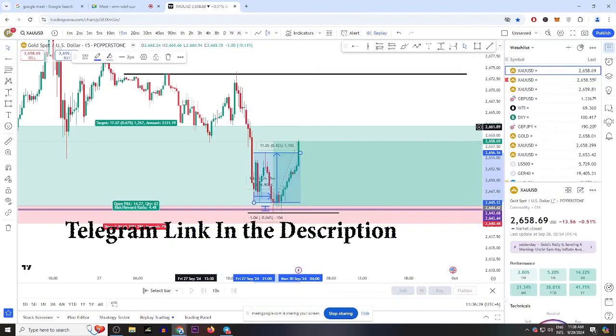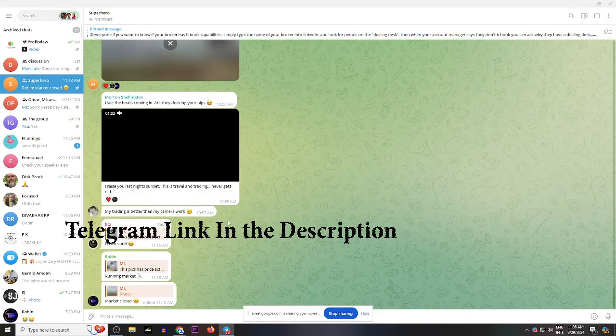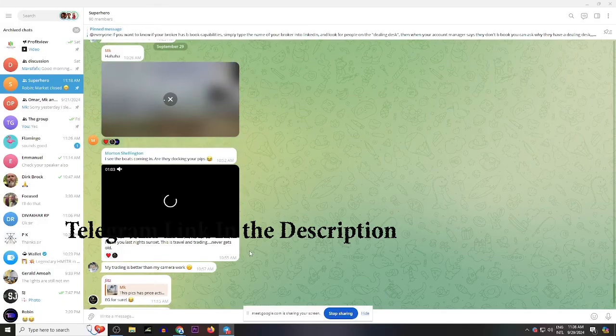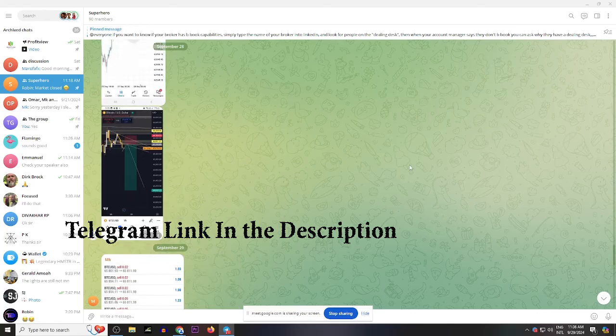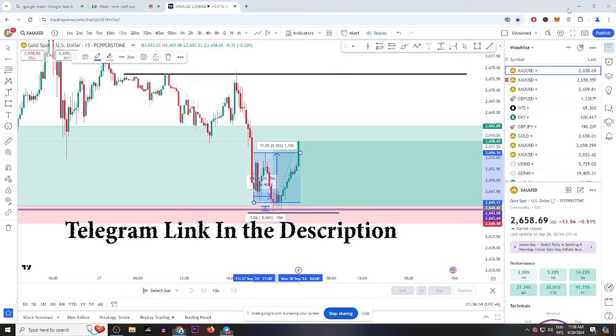Secondly, this sell was the proof. This sell is not proof, because we almost all took it. So what happened, market is closed. Market is closed. Who said market is closed? It's still running.